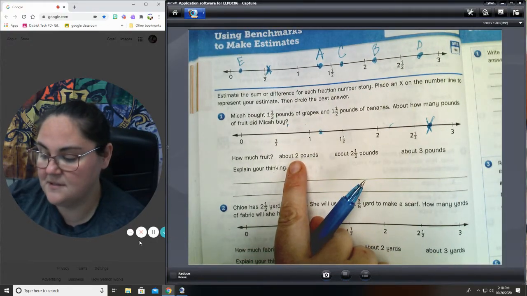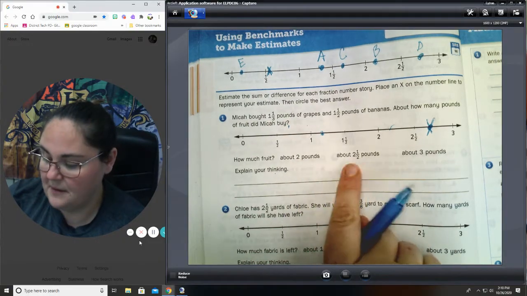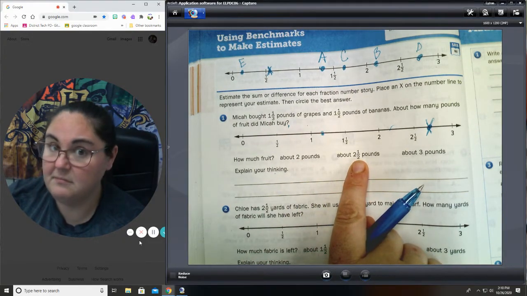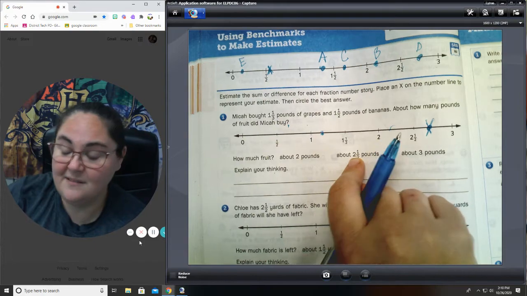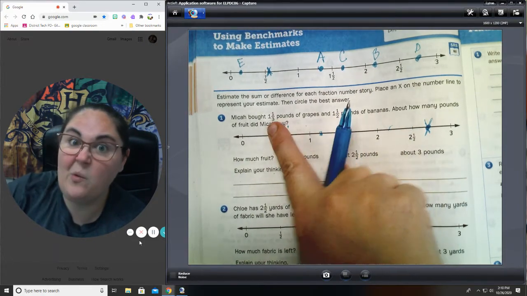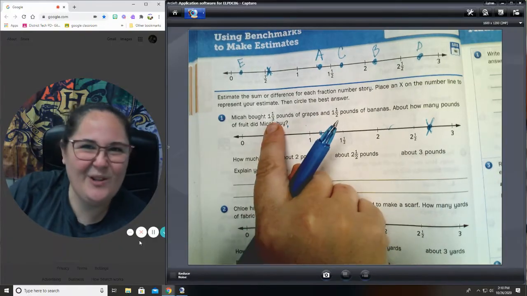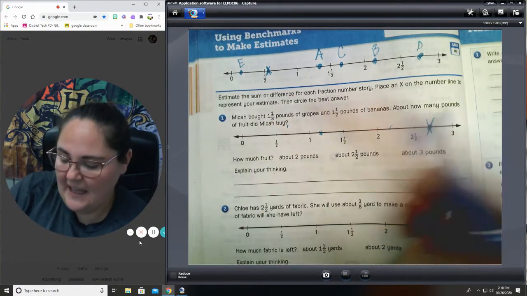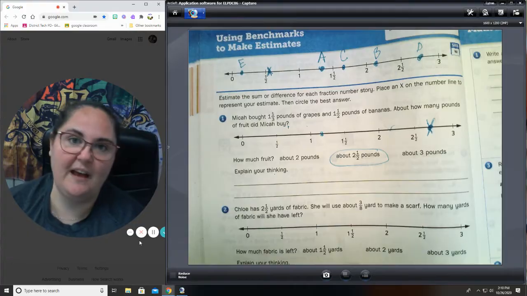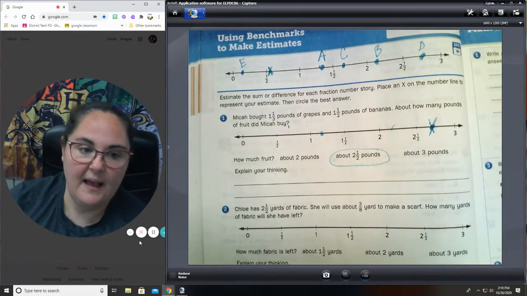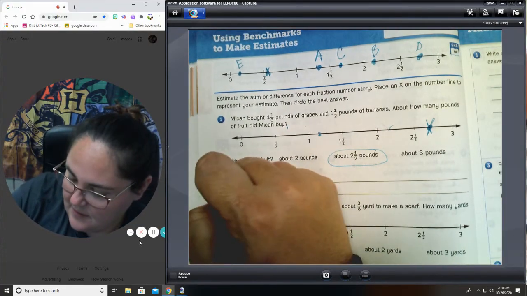About how much did she buy? About 2 pounds? Well, it's definitely bigger than 2. About 2.5? I mean, 1.5 plus about 1. Or about 3. That's not close to a half yet. If it were me, I would say it was about 2.5 pounds. How did I figure that out?